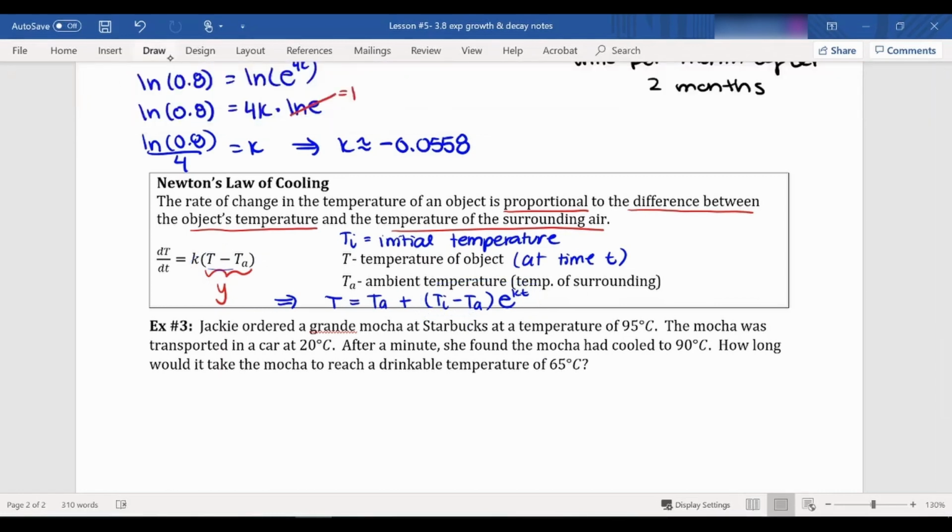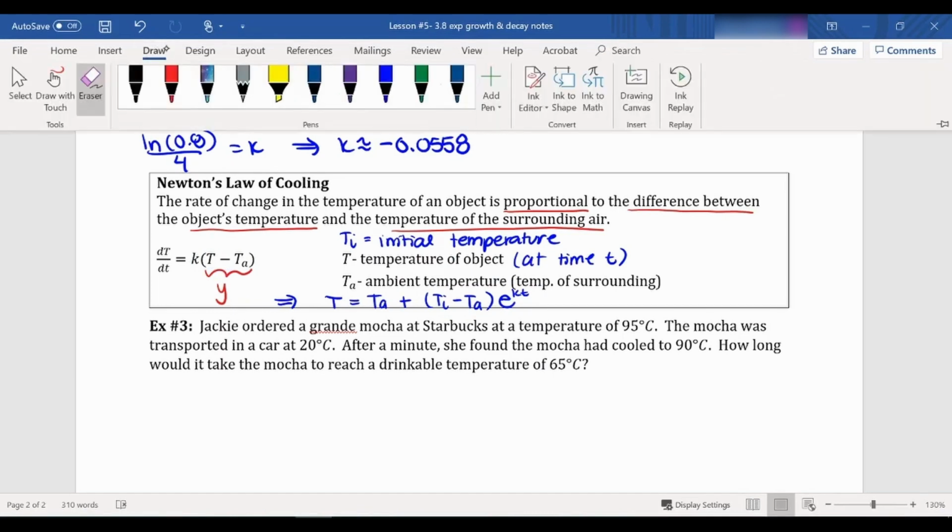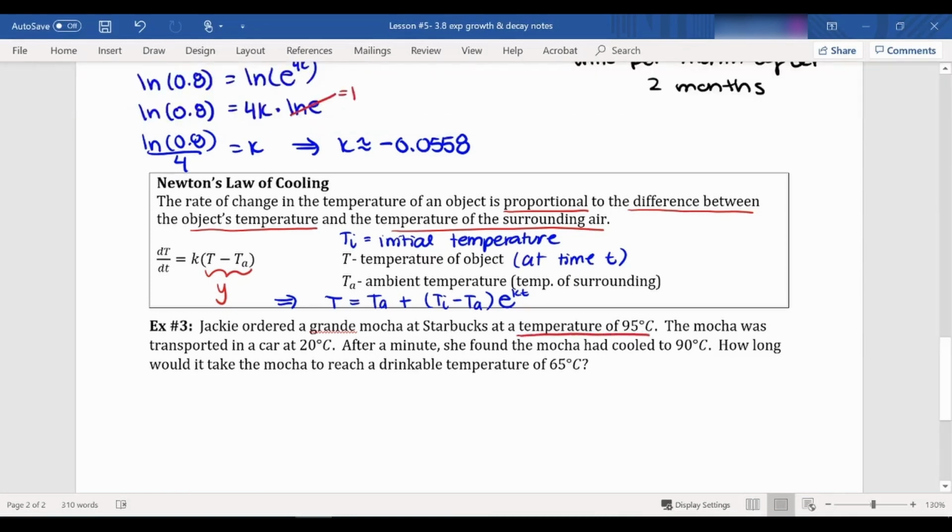So we're going to try a question. This is a hard question that I've given you in these notes here. There's a lot of information. It says Jackie ordered a latte mocha at Starbucks with a temperature of 95 degrees Celsius. The mocha was transported in a car at 20 degrees Celsius. So this would be my ambient temperature.